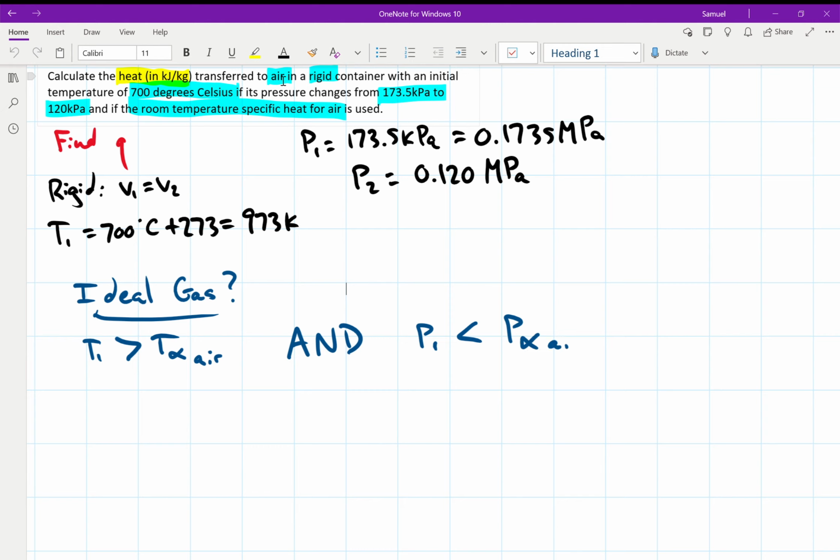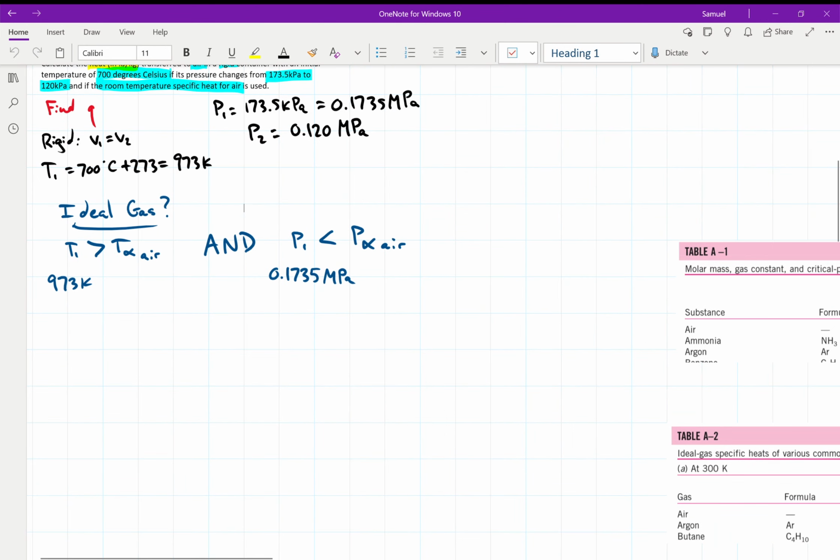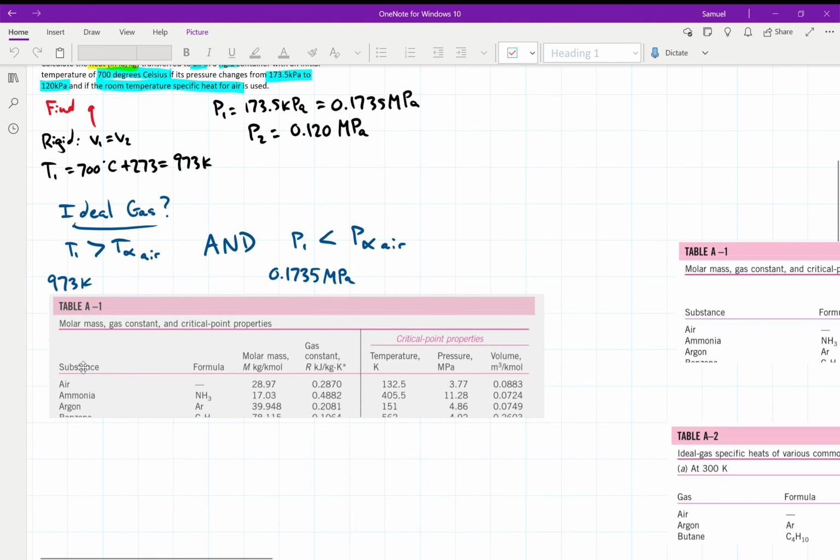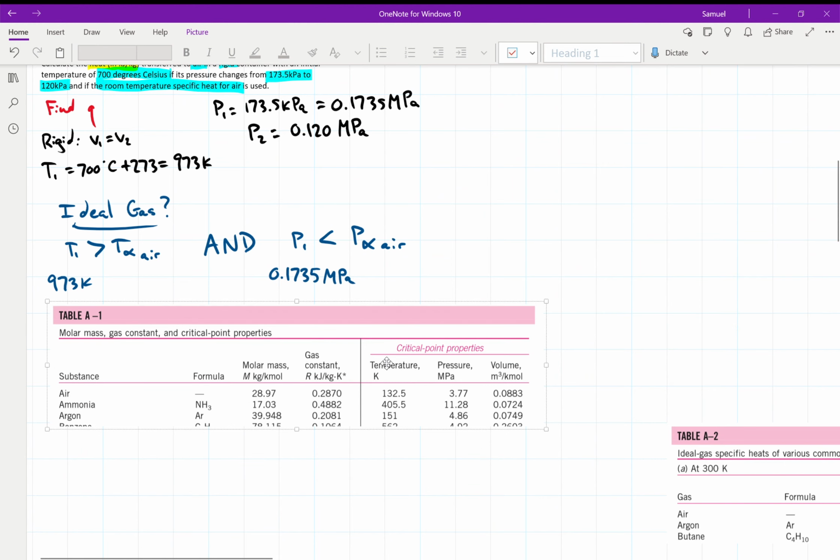Our initial temperature is 973 Kelvin, and our initial pressure we wrote as 0.1735 megapascals. We then get these critical temperatures and pressures from a table that I have saved here. Looking at this little chunk of table A1, we can see that our substance air has a critical temperature of 132.5. Notice that those units are in Kelvin.